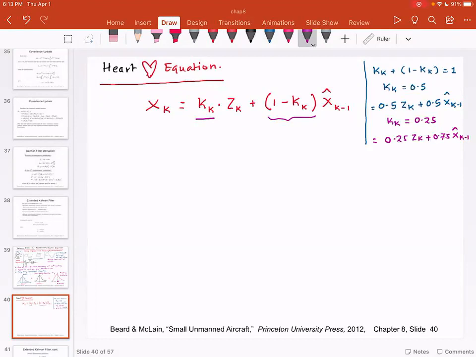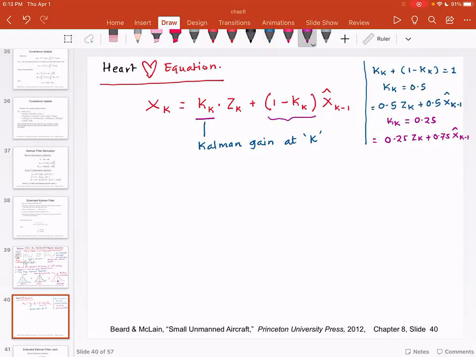So all the time, this Kk, which is called the Kalman gain or just the gain, can change. So this is the Kalman gain at k. And this k can vary from 1, 2, 3, 4, 5, 6, all the way to 1,000, 10,000, infinity. So this Kalman gain is going to change.